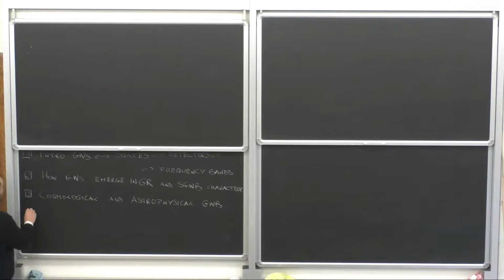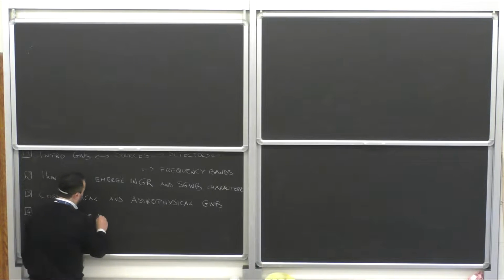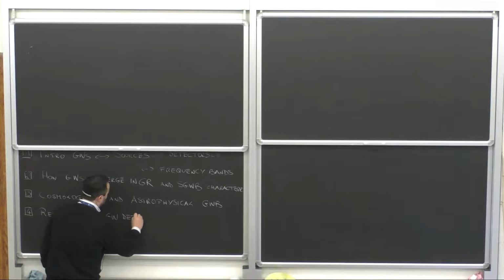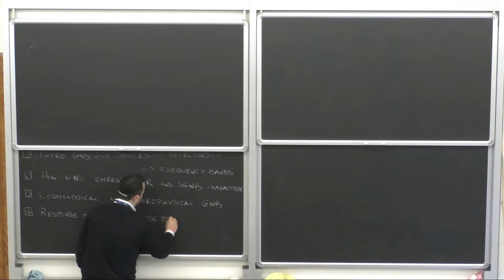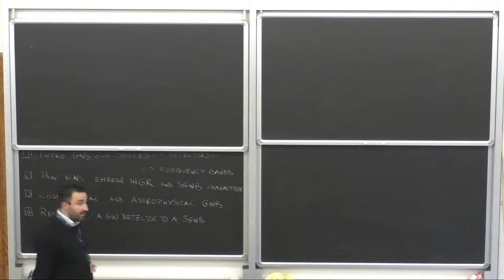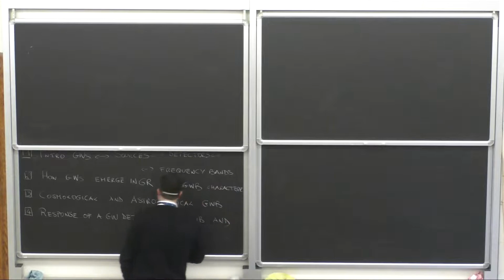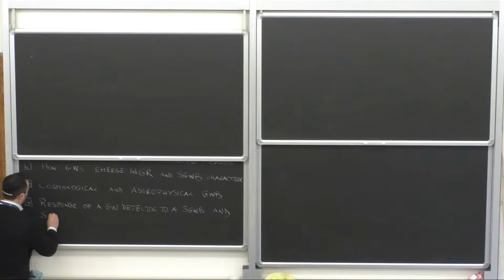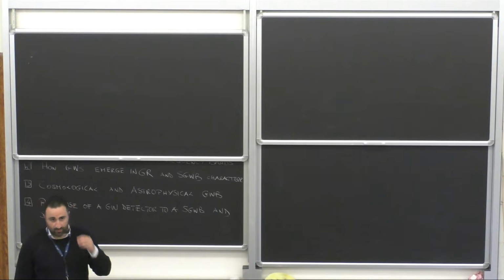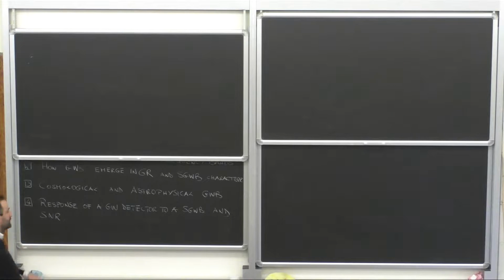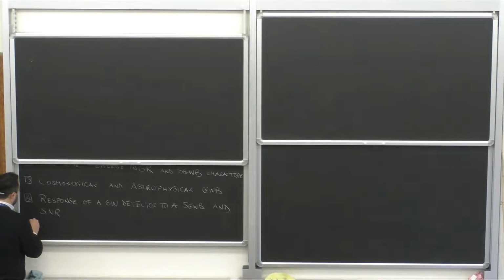LIGO Virgo. Then on Thursday, I will introduce you to the response of a gravitational wave detector to a stochastic gravitational wave background. I will also derive the most known estimator for a stochastic background, the signal to noise ratio. The signal to noise ratio will tell us when a stochastic background is detectable or not, in a first approach.